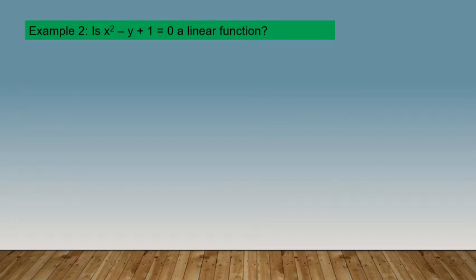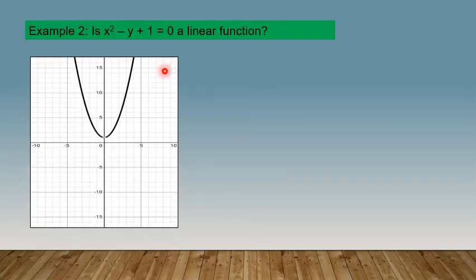Example number 2. Is x squared minus y plus 1 equals 0 a linear function? As you can see in the equation, we have the exponent 2. So if we have the exponent 2, that's not a linear function, because a linear function has a power or degree of 1. Since we can see here the degree of 2, this is not a linear function. We can see the graph is like that. So this is called a quadratic equation.